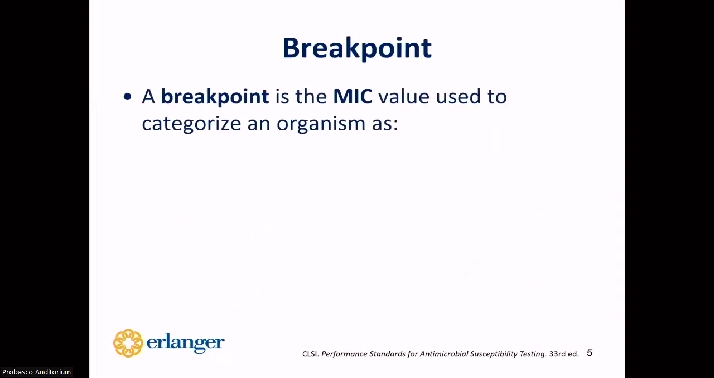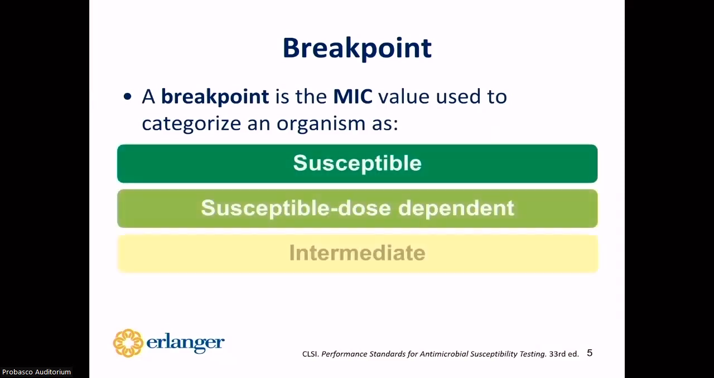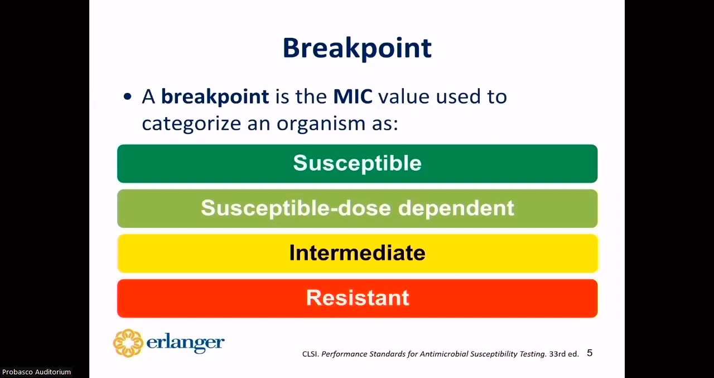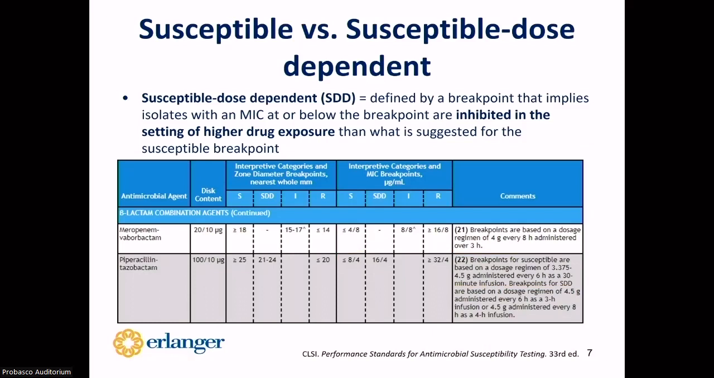So a breakpoint is the MIC value used to categorize an organism as susceptible, dose-dependent, intermediate, or resistant. And susceptible is defined by a breakpoint that implies isolates with an MIC at or below are inhibited by the usually achievable concentrations of an antimicrobial agent. And susceptible dose-dependent is defined by a breakpoint that implies isolates are inhibited only in the setting of higher drug exposure than what is suggested for a susceptible breakpoint. And this is obtained through higher doses, more frequent doses, extended infusions, or all of the above.